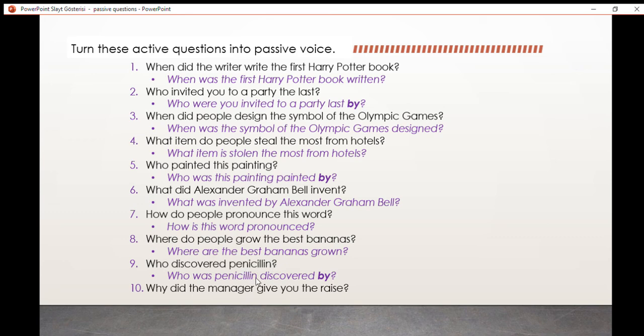And this one is, you see, give, a special verb. Two objects, so we'll have two correct answers. Why were you given the raise? Or why was the raise given to you?